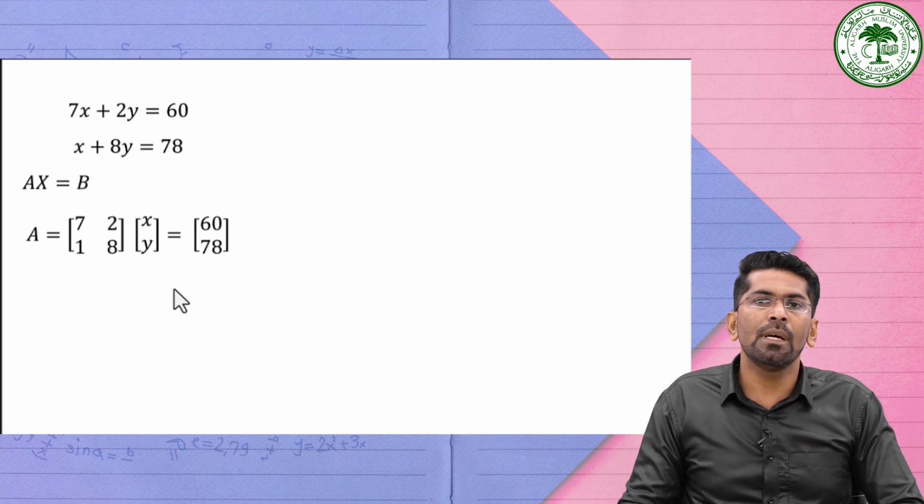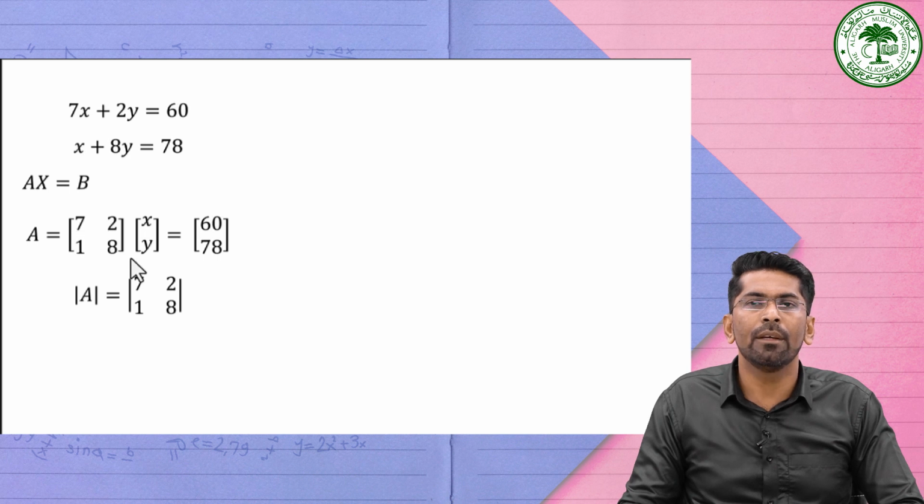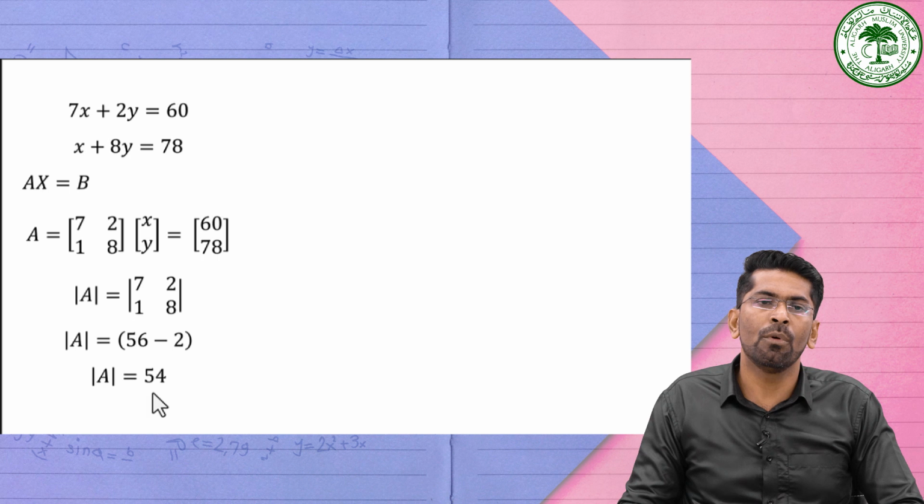Now after writing in the form of Ax is equal to b, the next step is to find the determinant of the original matrix. So the determinant of A, that is 7, 2, 1, 8, is equal to 7 into 8 minus 2 into 1. 7 into 8 is 56, minus 2 into 1, which is 2. So 56 minus 2 is 54. So the determinant value of the original matrix is 54.